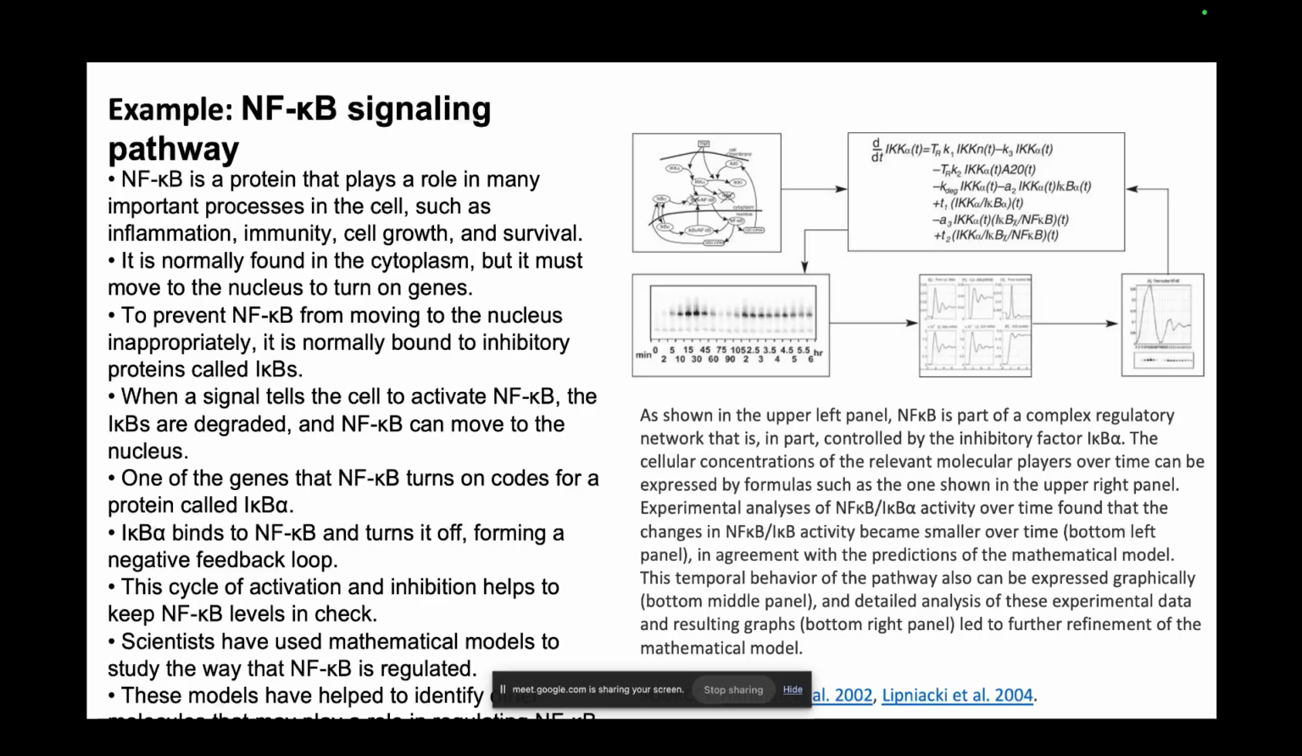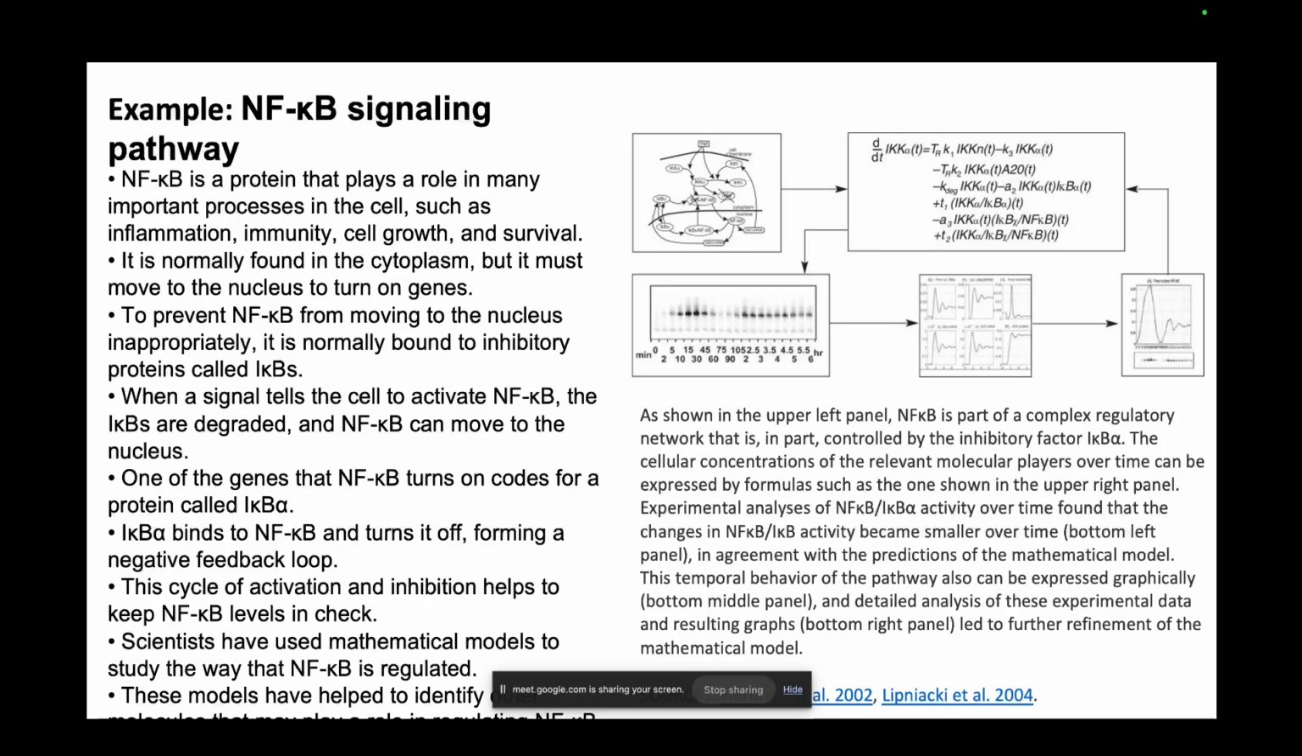And conversely, one of the genes that NF-kappa B turns on actually codes for that particular protein, the I-kappa B, which was not allowing NF-kappa B to go inside. So NF-kappa B goes inside, it turns on a certain number of genes, one of them being this I-kappa B. Enough I-kappa B gets formed, and now NF-kappa B binds to the I-kappa B and cannot go back inside. So it's actually a feedback loop. It's actually a negative feedback loop.